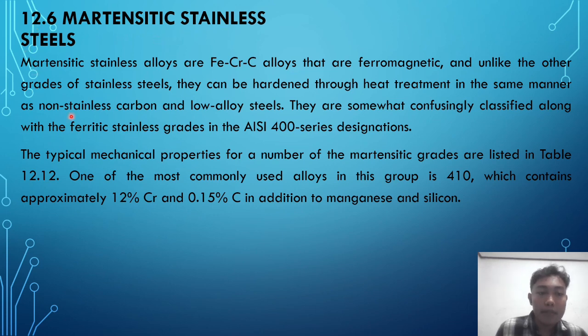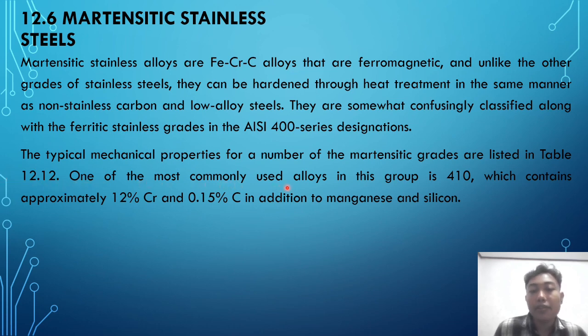Martensitic stainless steel. Martensitic stainless alloys are Fe-Cr or Fe-Cr-C alloys that are ferromagnetic, and unlike the other grades of stainless steel, they can be hardened through heat treatment in the same manner as non-stainless carbon and low alloy steel. They are somewhat confusingly classified along with the ferritic stainless grades in the AISI 400 series designation. The typical mechanical properties for a number of the martensitic grades are listed in table 12.12.